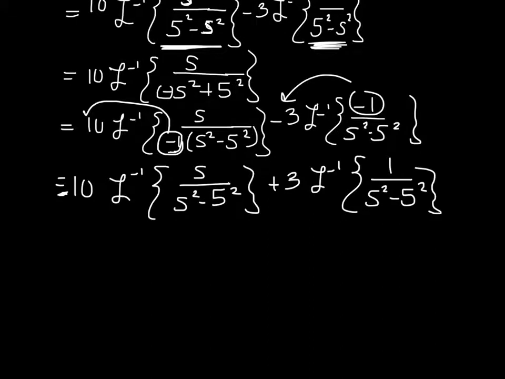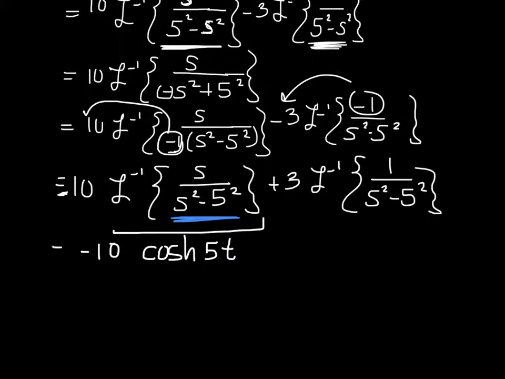So now, do I see this guy in my column? Well, I have s over s squared minus k squared, where k is 5. So this is definitely going to be hyperbolic cosine of kt, and my k in this case is 5. So here's our function of t, and I'm multiplying by negative 10, of course.